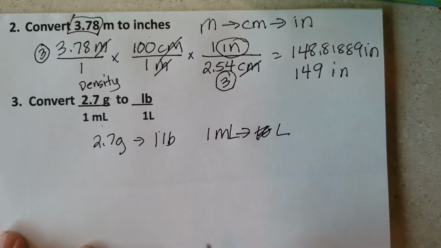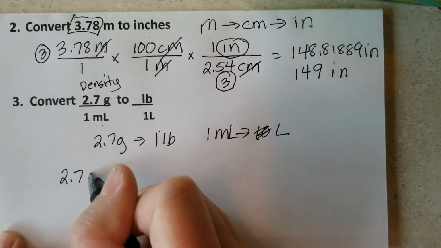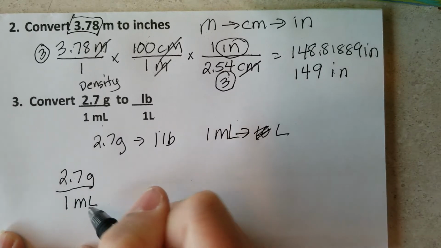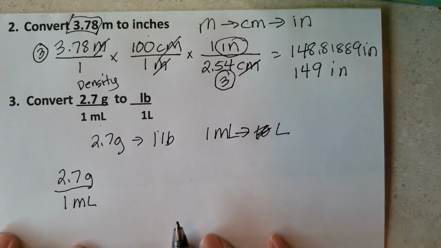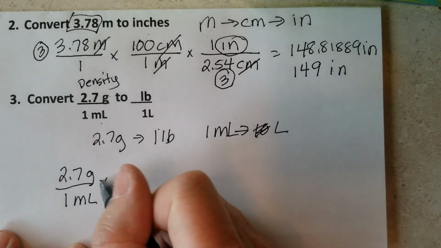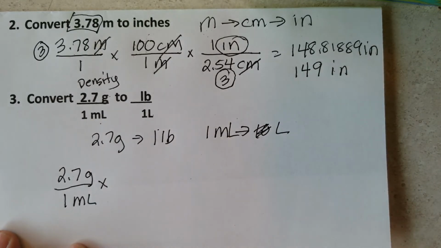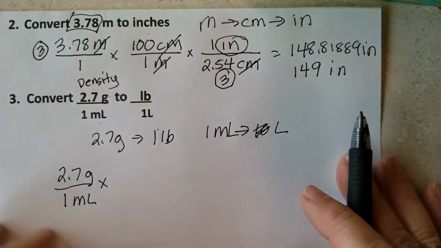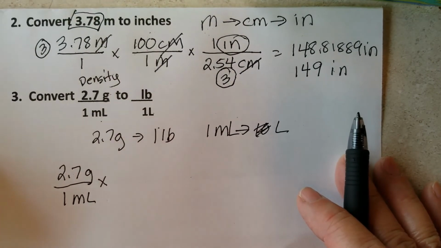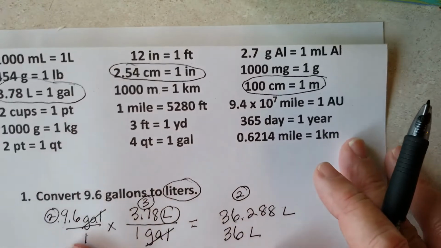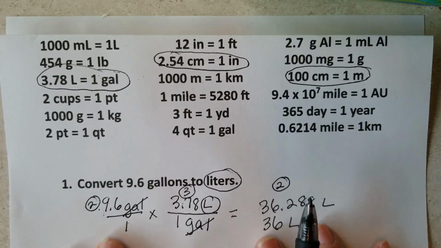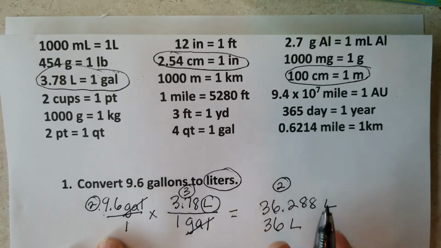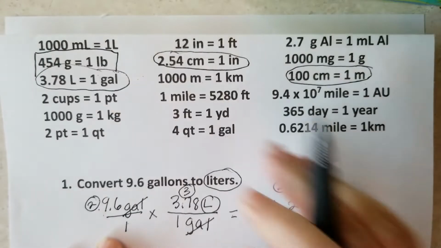But look, I can actually still do this together. So I'm going to take this 2.7 grams over 1 milliliter. And notice I don't have to put 1 on the bottom because it's already a fraction, and the 1 on the bottom has a unit, milliliters. Now I want to get rid of grams and milliliters. So I want to go from grams to pounds. It would be really easy if there's a conversion that's directly from grams to pounds. Is there a gram to pound conversion on this page? There is, right here. There's 454 grams in 1 pound.